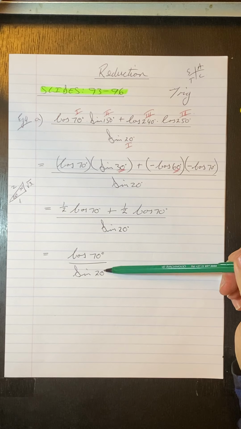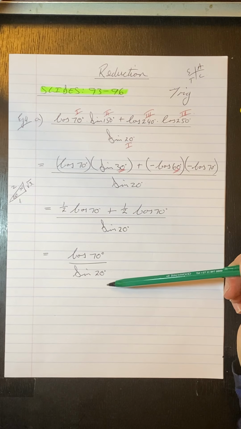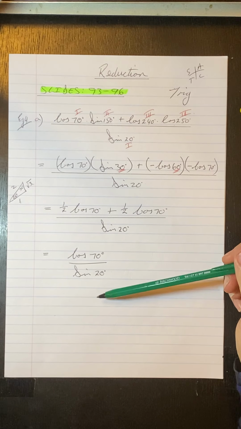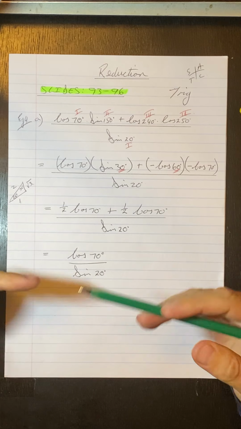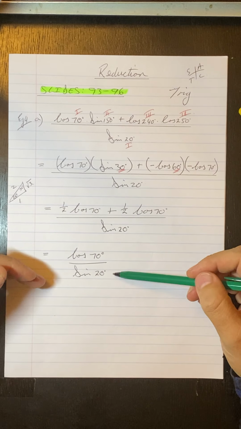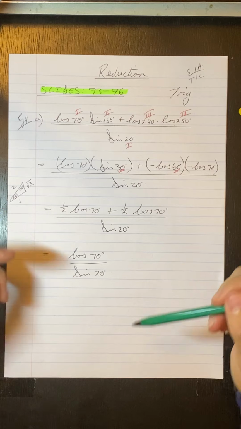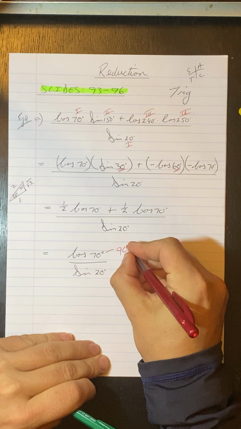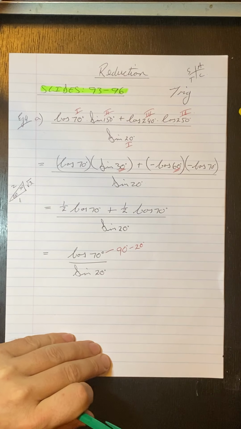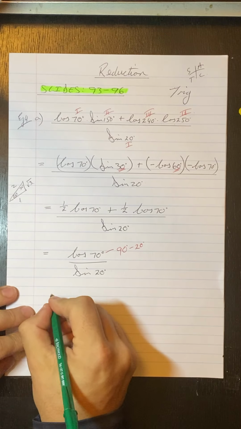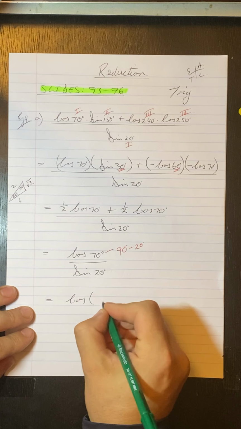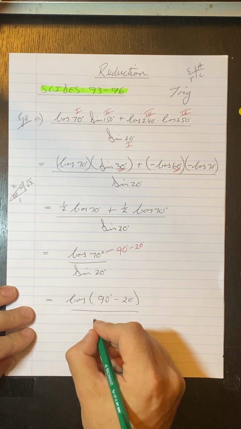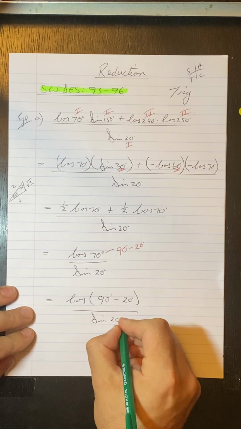Okay, so now what I want you to notice here, grade 11s, is if we look at the angles, 70 plus 20 gives us 90. Those are complementary angles, so that means we can use our co-functions or COCO. Now it doesn't really make a difference. I can change the top or I can change the bottom. I'm just going to change the top for now. So we know, for example, that 70 will be 90 minus 20. And we get cos 90 minus 20 all over sine 20.